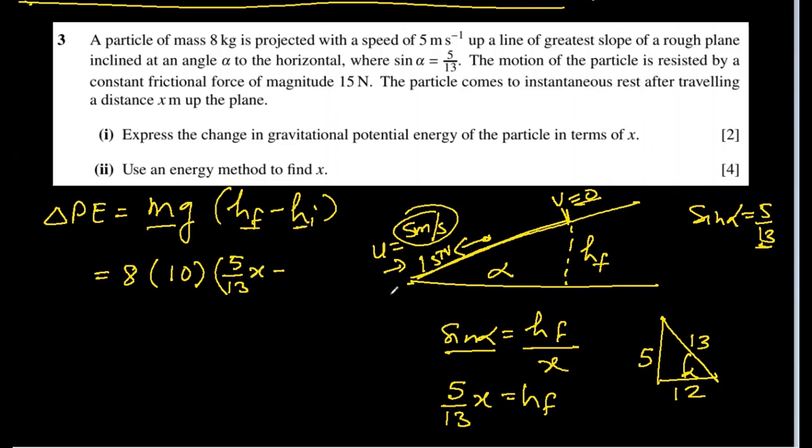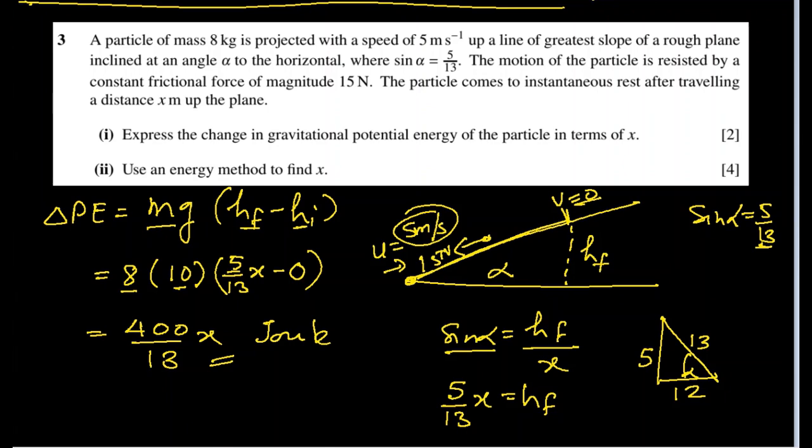What was the initial height when it was thrown up? It was thrown from the ground. So there was no height, 0. So answer comes out to be 8 times 10, 80, 80 times 5, 400 over 13 x. You can write the unit joule also. This is the difference in potential energy.